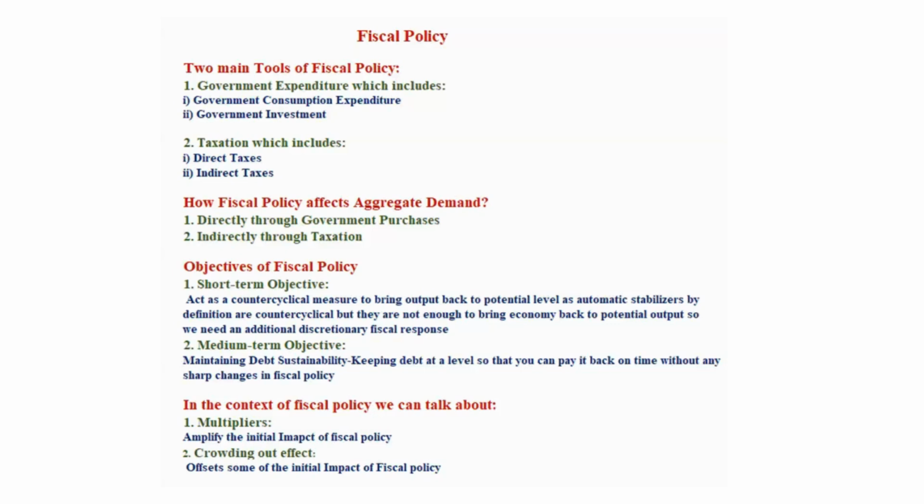The first is multipliers, which basically help us to amplify the initial impact of fiscal policy. And here we can have the government spending multiplier as well as a tax multiplier. The second is crowding out effect, which essentially offsets some of the initial impact of fiscal policy.